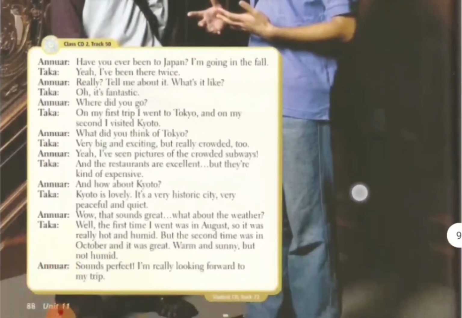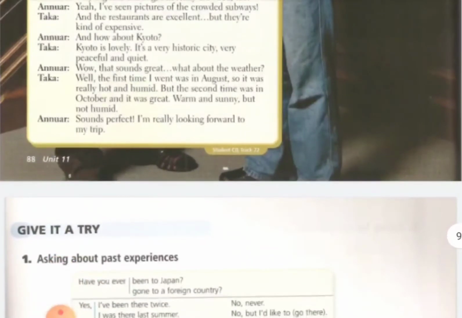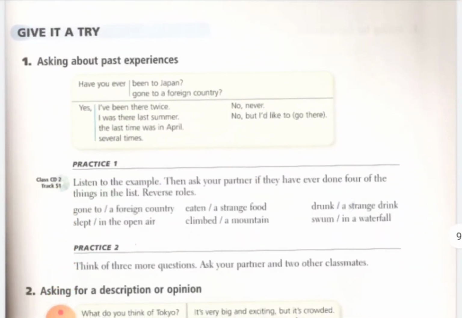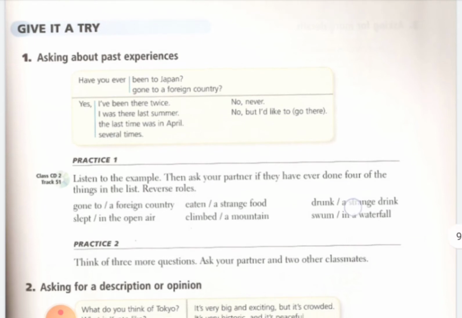I am not going to read the dialogue because we already did that several times. Okay, so the first thing you notice is that we use the present perfect to talk about our past experiences, and also to ask other people to tell us about their past experiences. So let's look into this. Have you ever been to Japan, or have you ever gone to a foreign country? Have you ever been to Baghdad, or have you ever gone to Baghdad?